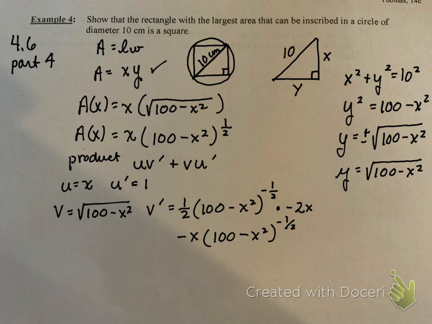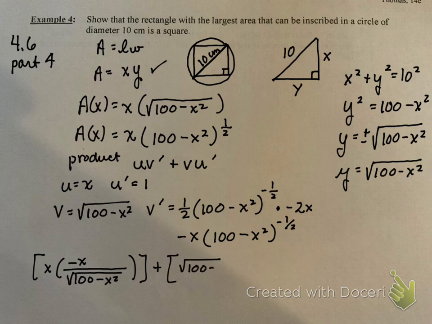Okay, so let's do the product rule here. u times v prime, u is x, v prime is what we just found. So v prime is going to be negative x over the square root of 100 minus x squared. Okay. Plus, and now I'm doing v times u prime. So what's v? v is the square root of 100 minus x squared. And then I'm going to multiply that times 1, which is u prime.